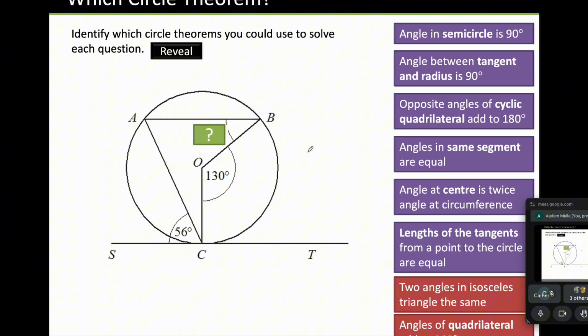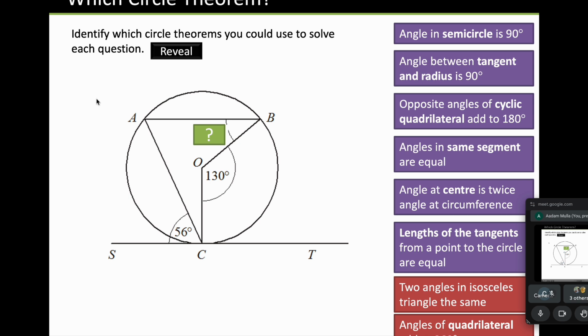Okay, next one. Have a think about it. I think this one's a little bit tricky. There's 1, 2, 3, 4 steps to this question. I'll give you 1 minute, but I'll give you some clues whilst you're working on it if you're stuck.